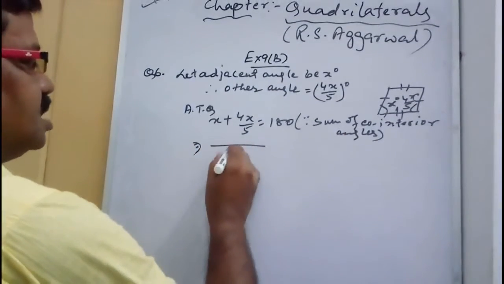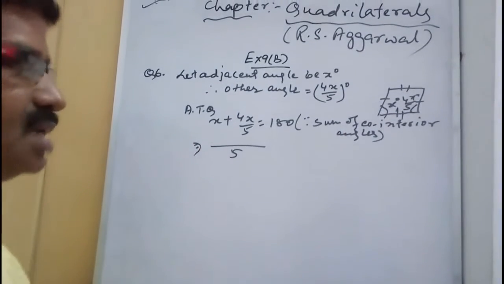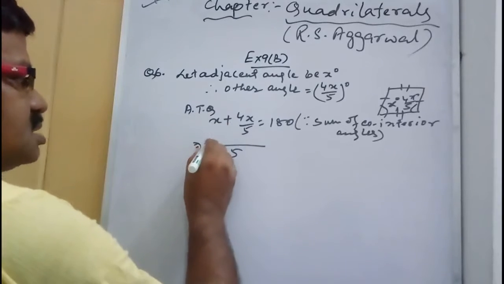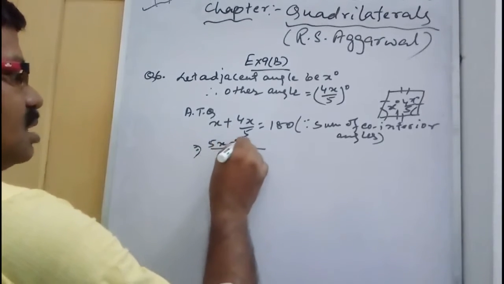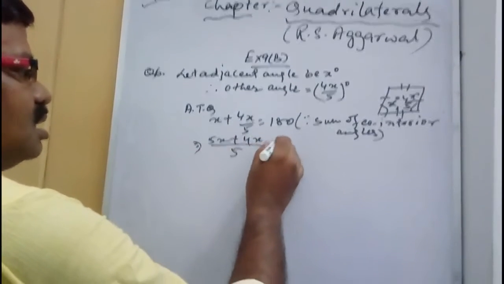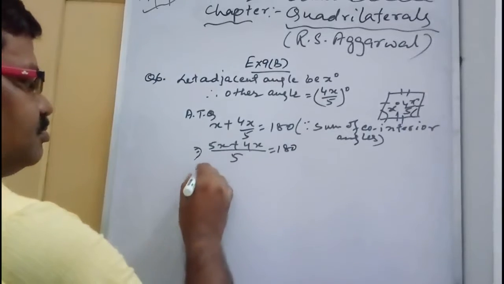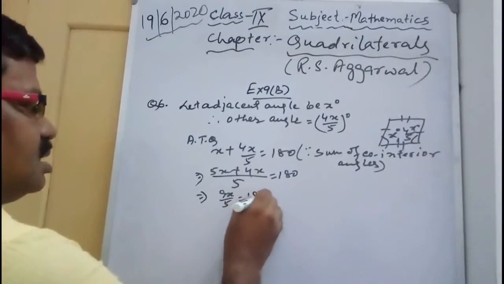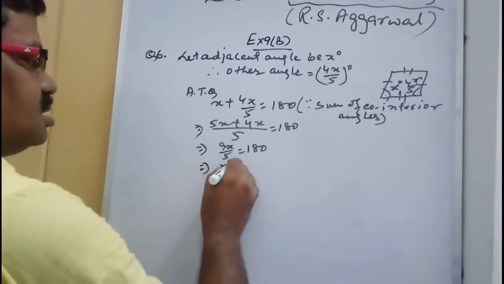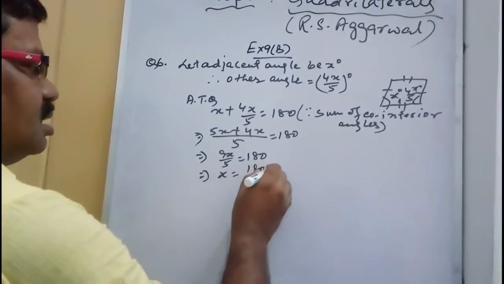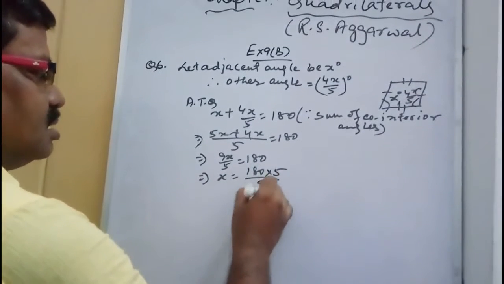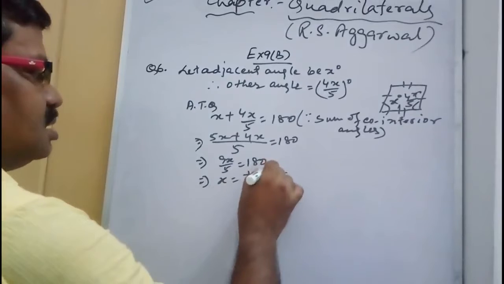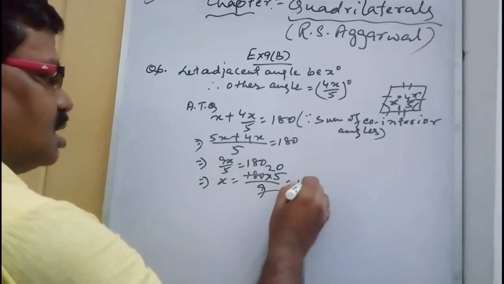Now take LCM, that is 5 multiplied with x, 5x plus 4x equal to 180. 9x by 5 equal to 180. So x equal to 180 into 5 by 9. Cancel it, it becomes 20. So 100.